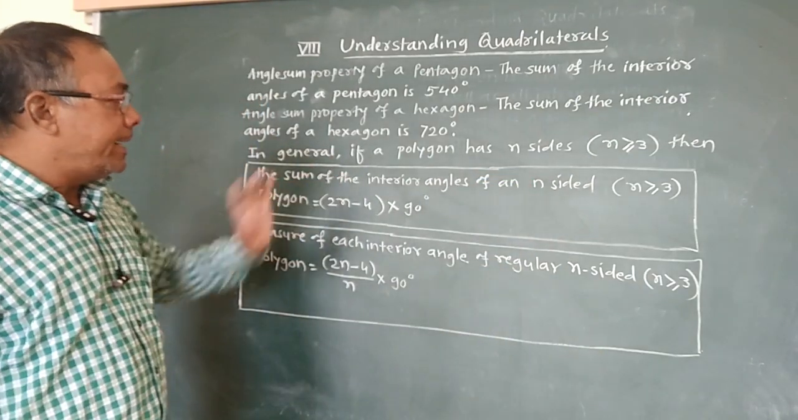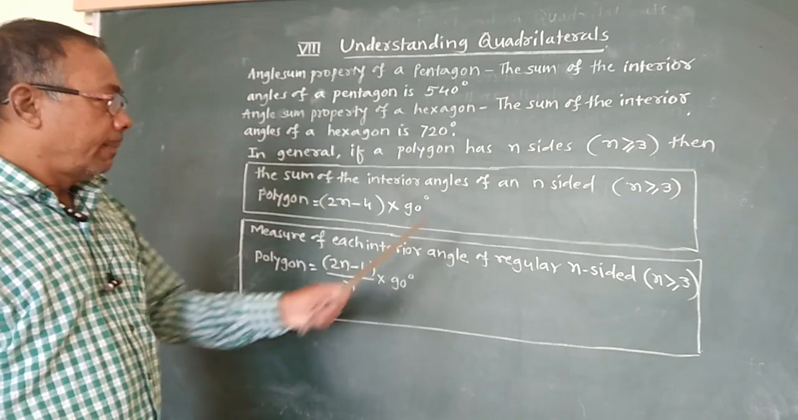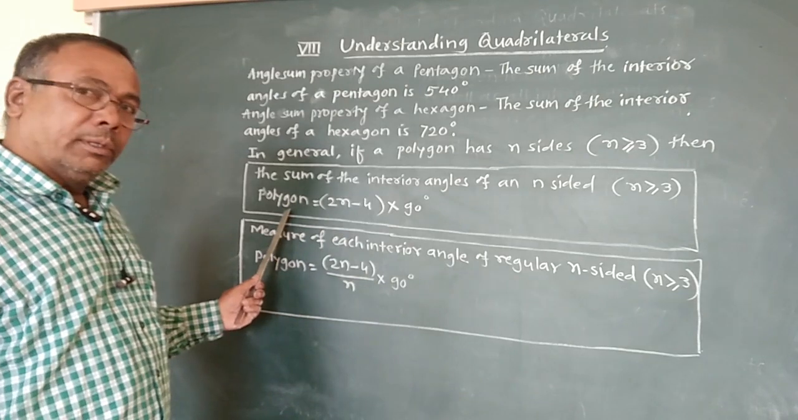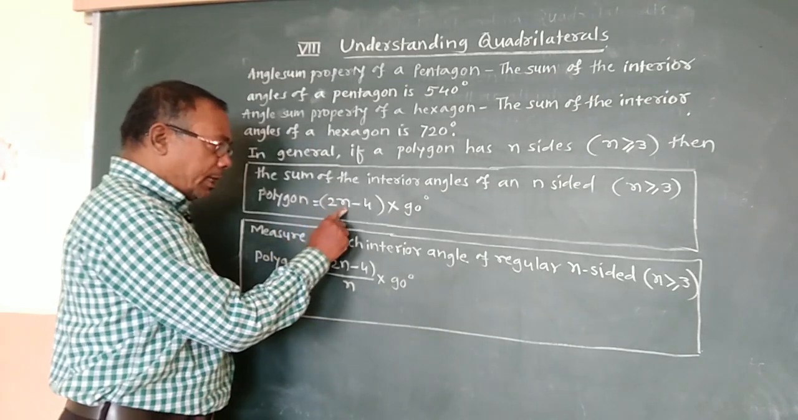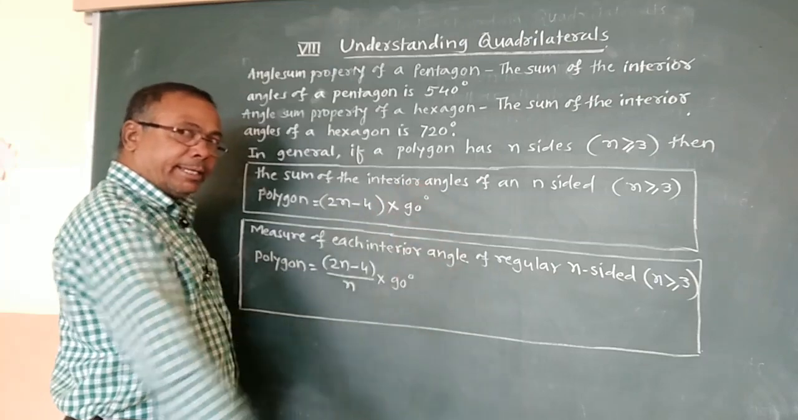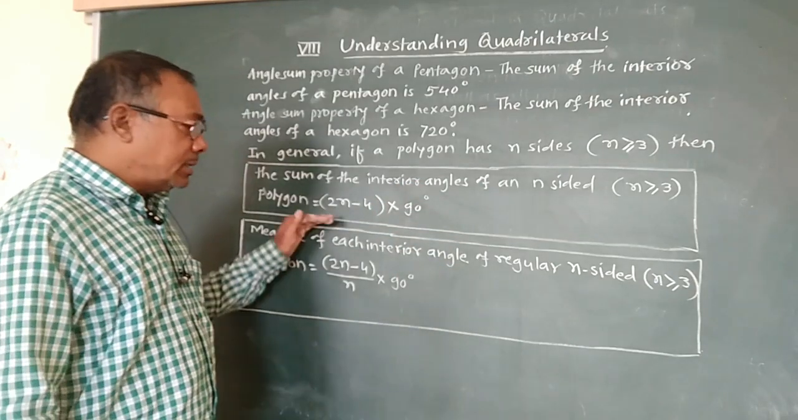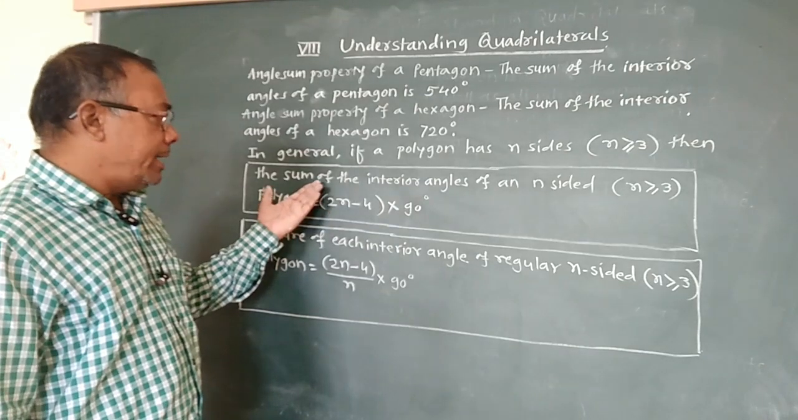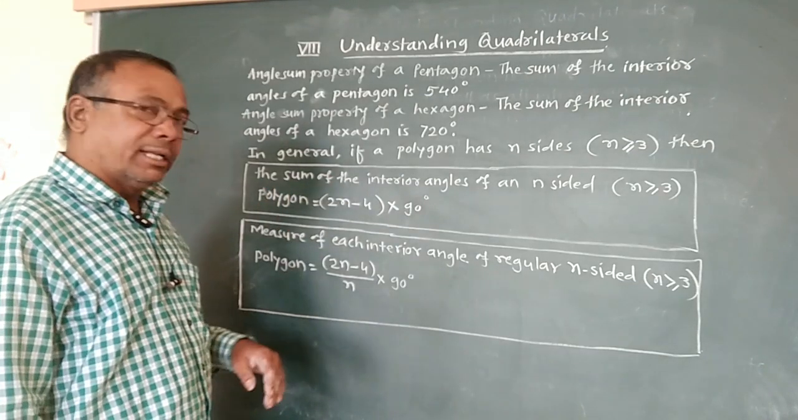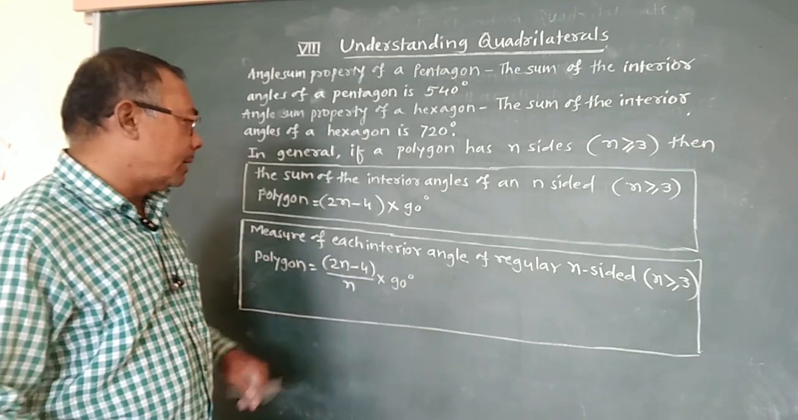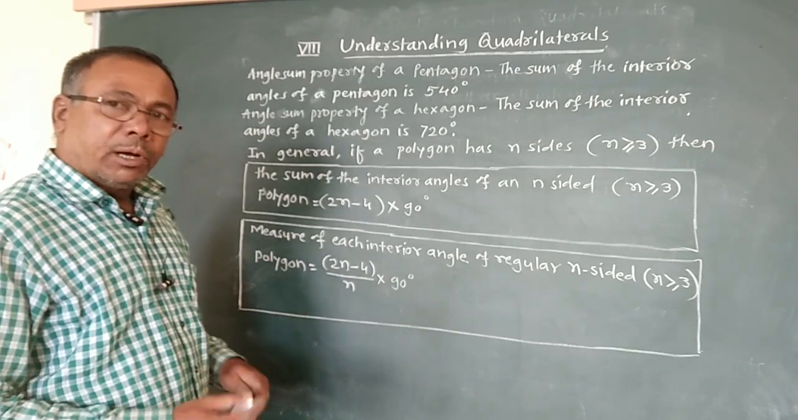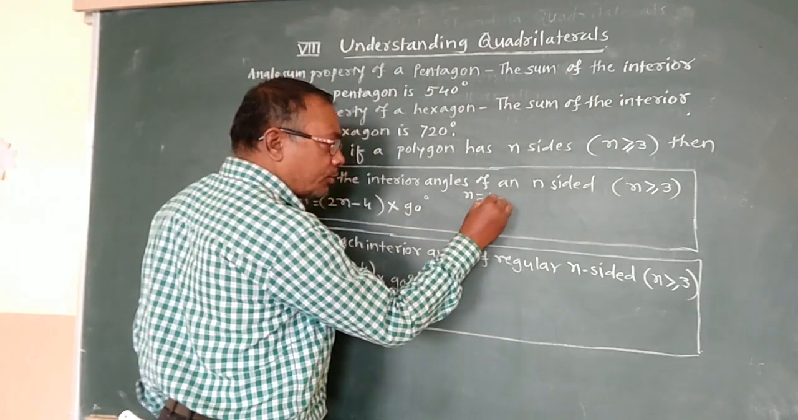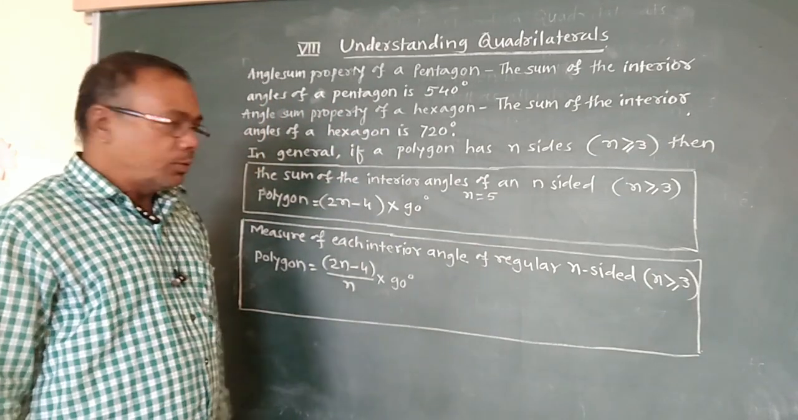Then the sum of the interior angles of an n-sided polygon is equal to (2n minus 4) into 90 degrees. With this formula, we can find the sum of the interior angles of the given polygon. For example, we will consider a pentagon. In a pentagon, sides are 5, so n is equal to 5.